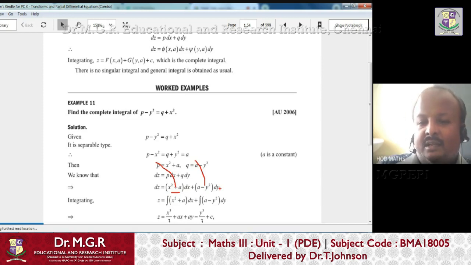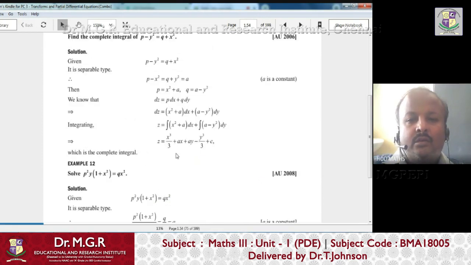There is no Z here. If there were a Z here, only then we would have to take it to the other side and then integrate. But here, luckily, we have P nicely in terms of X and Q in terms of Y, so directly we can integrate this. So how to integrate? We know the integral of X square is X cubed by 3. A is a constant, so the integral of a constant is A times X. Similarly, the integral of A is A times Y, because here you are integrating with respect to Y.